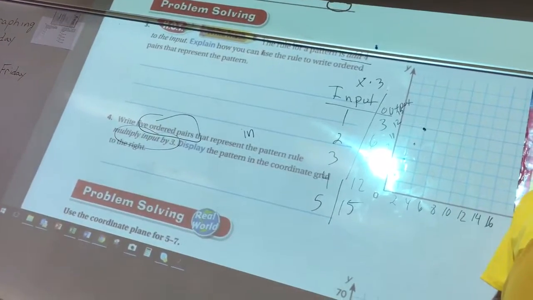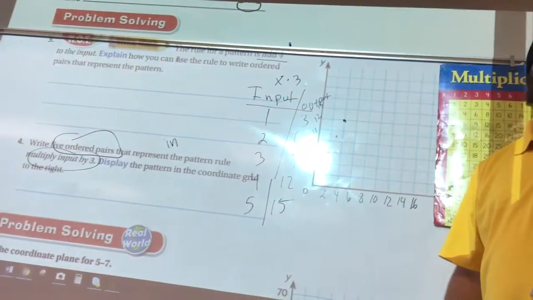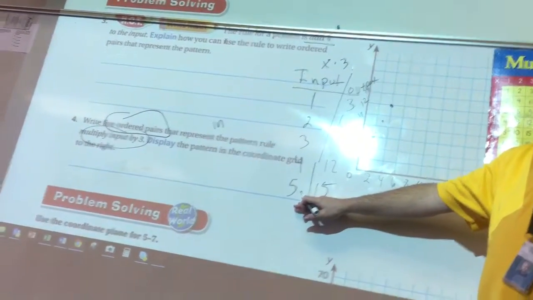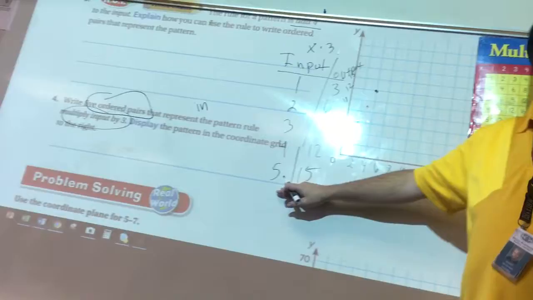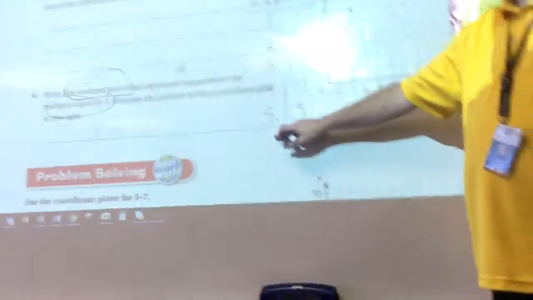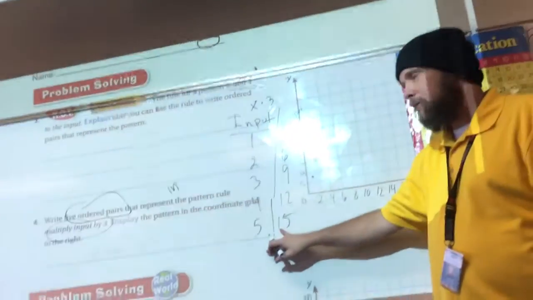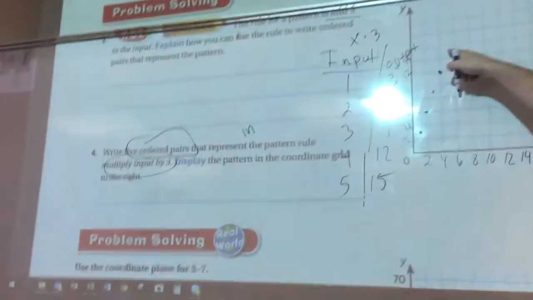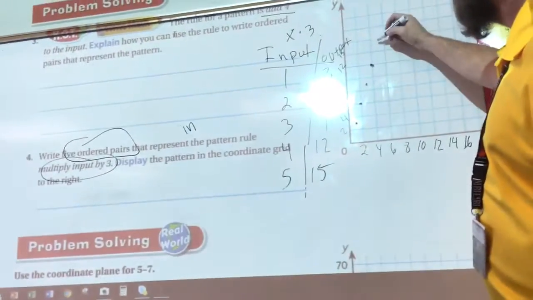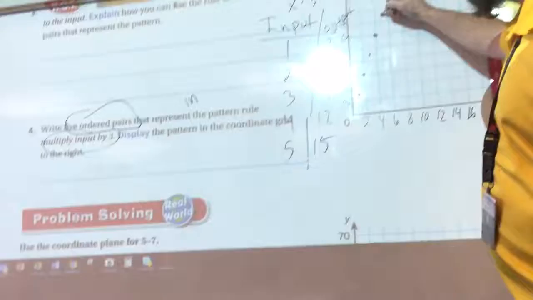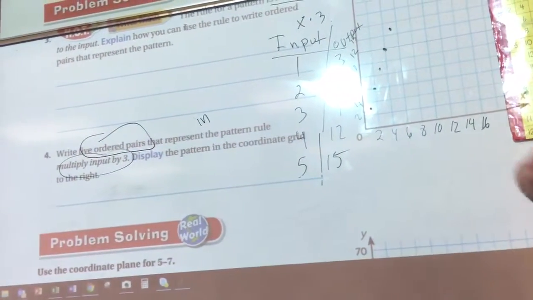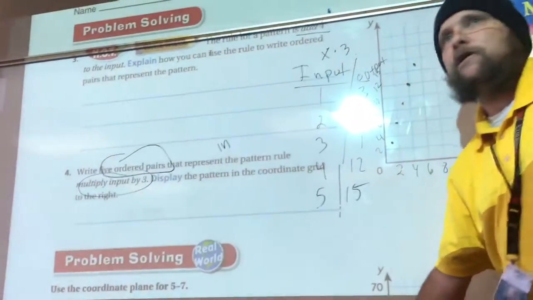My last ordered pair, Joseph. What's it say? 5 times 3. Okay, 5, 15. So it goes up to 5 and between 14 and 16. So it would be right about here. Notice we have another straight line. Another straight line.